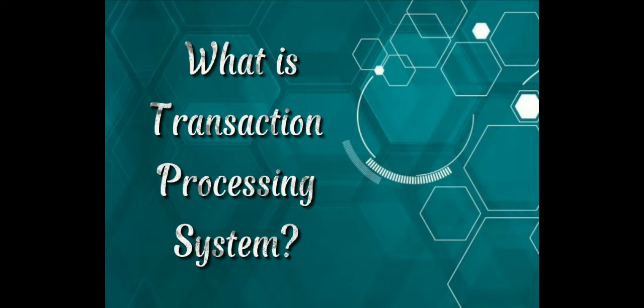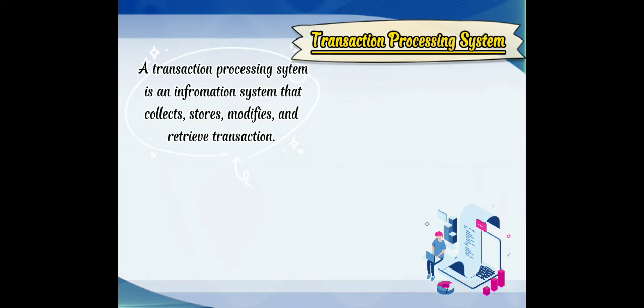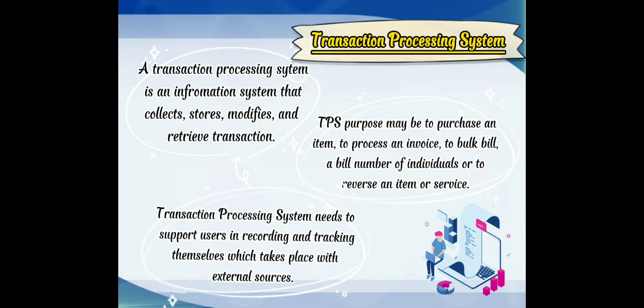Number 5. What is a transaction processing system? A transaction processing system is an information system that collects, stores, modifies, and retrieves transactions. The TPS purpose may be to purchase an item, to process an invoice, to bulk bill a number of individuals, or to reverse an item or service. A transaction processing system needs to support users in recording and tracking transactions, which take place with external sources.